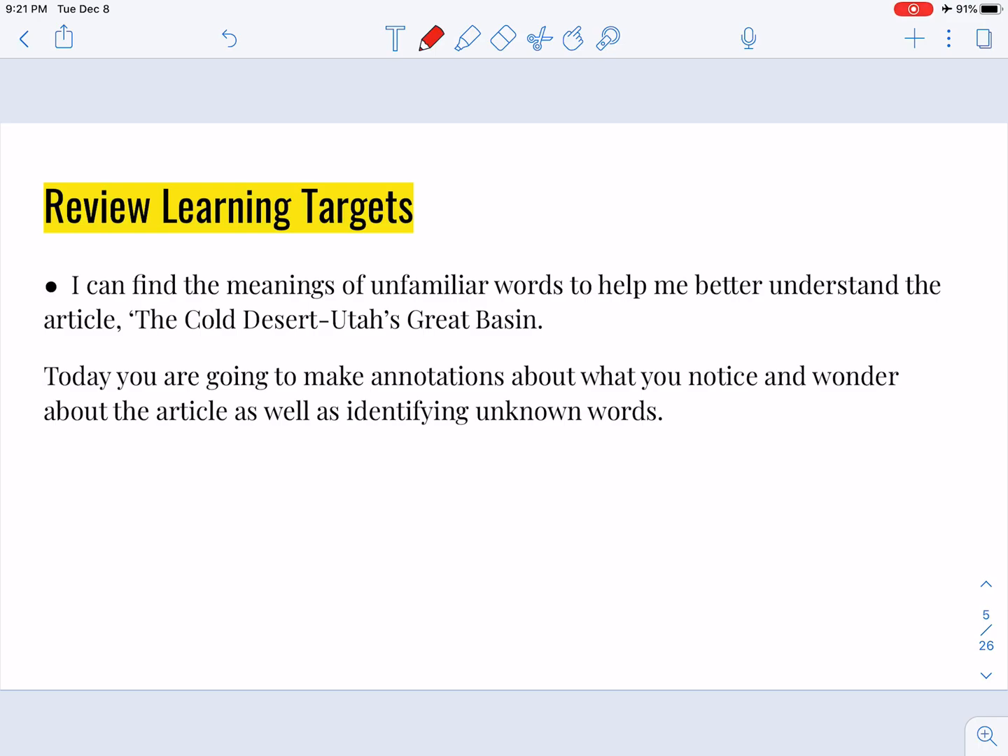Now, another one is that we can find the meanings of unfamiliar words to help us better understand the article, the cold desert, Utah's Great Basin. We are going to make some annotations as we go about what we notice and wonder about the article, as well as identifying those unknown words.